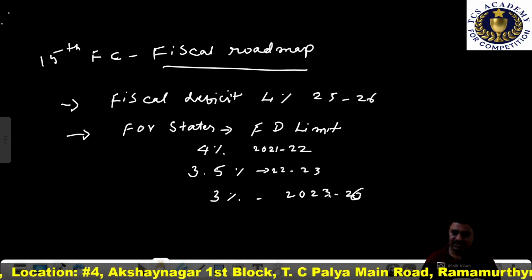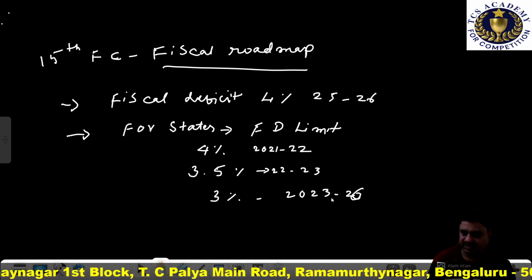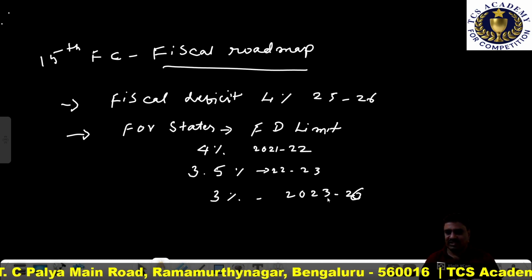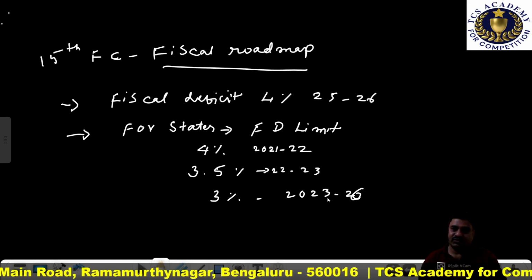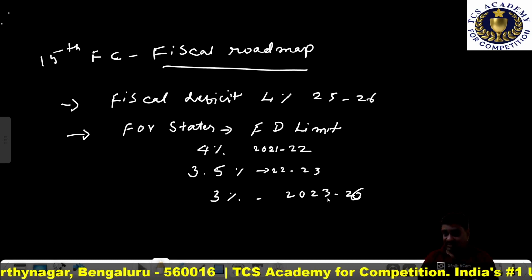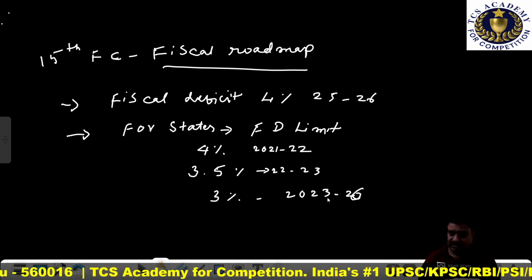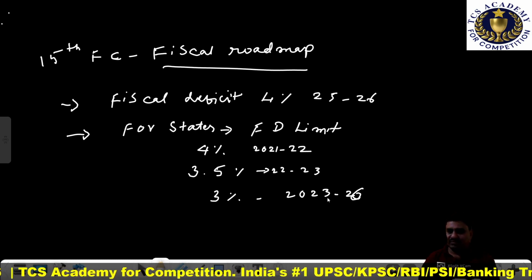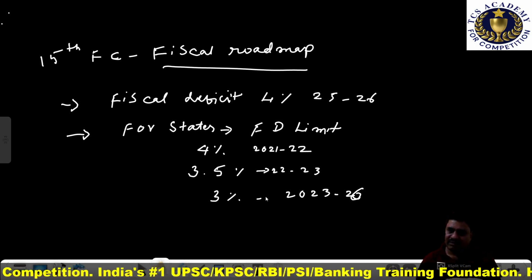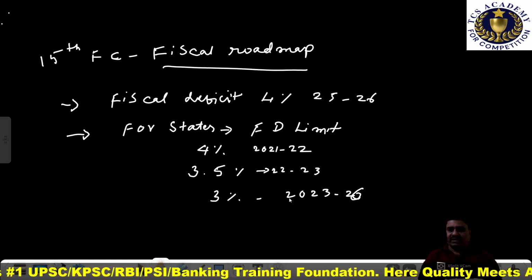So as we discussed, the current duration of the 15th Finance Commission is 6 years. Actually, it has to end in 2025. But the central government has added one more financial year. So there is a reason why the states have to limit their fiscal deficit to 3%. This is very important: the fiscal roadmap that has been recommended by the 15th Finance Commission. Okay, that is as far as the fiscal deficit is concerned.